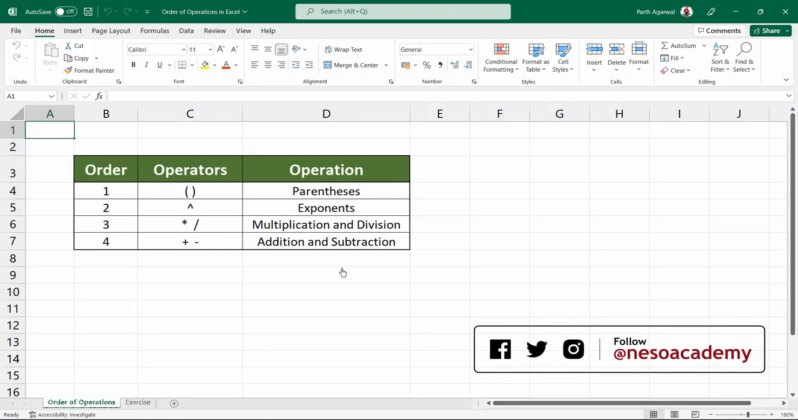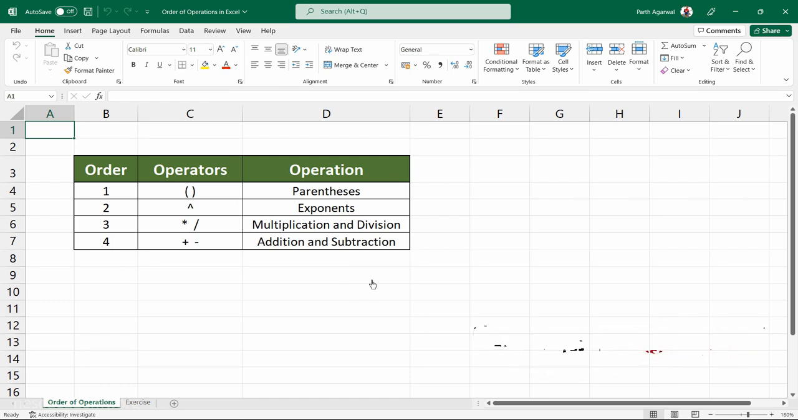Now before we got into calculations, I mentioned that you don't need to worry about doing maths inside of Excel. It does everything for us, right? But there is something we need to be aware of. And this is going to take us back to our early days of maths. We are going to talk about the order of operations in Excel.